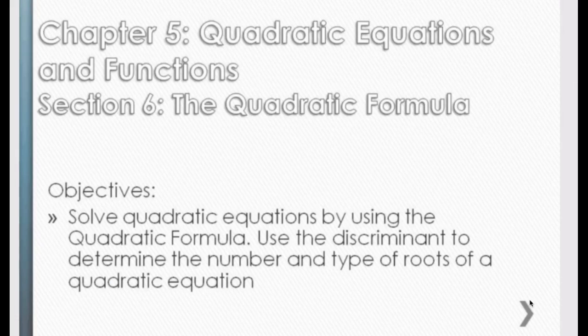So the quadratic formula is a way to solve any quadratic equation. We are going to use, as part of the quadratic formula, the discriminant. As we did yesterday, the discriminant tells me key pieces of information about the number and type of roots. And then what we do is use that to help us find the actual roots.